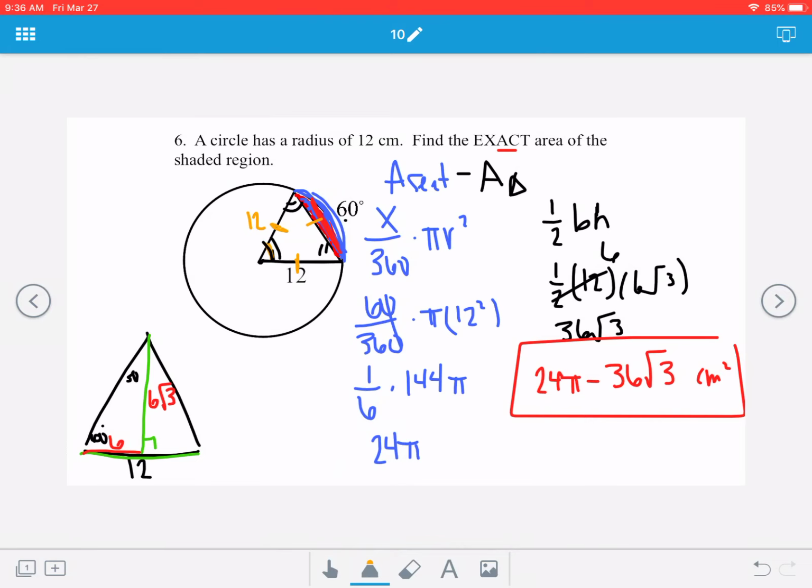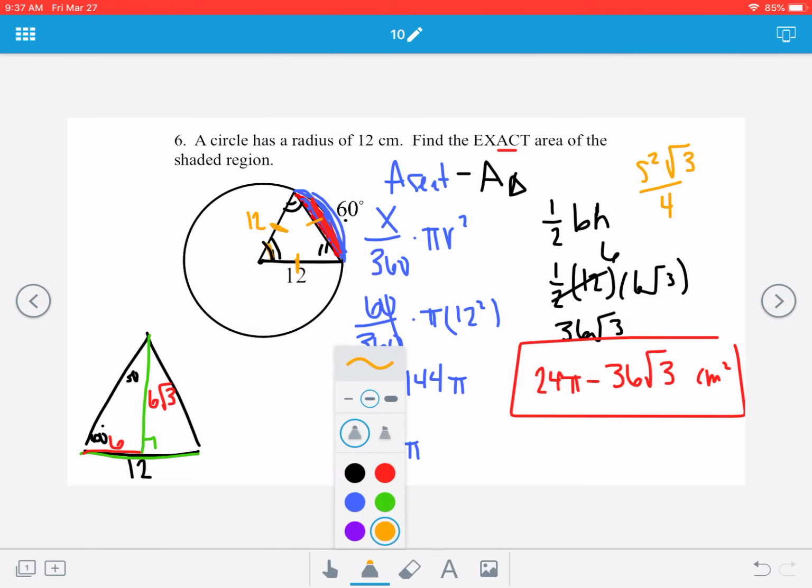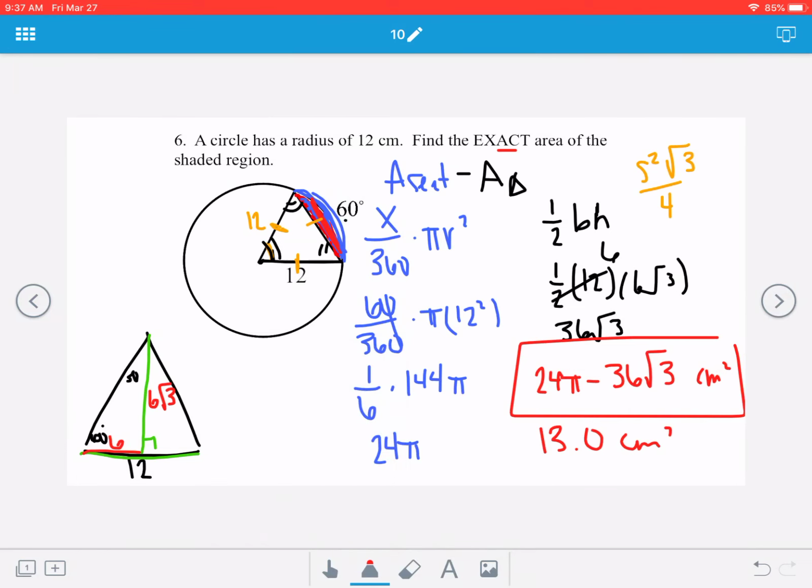So instead of using 1/2 base times height, we could have used side squared square root 3 over 4. And we would still get the 36 square root 3. To practice, maybe you want to put that in the calculator and round it just to make sure you know what you're doing. If you were to round this exact area of 24 pi minus 36 square root 3, it comes out to be about 13.0 centimeters squared.